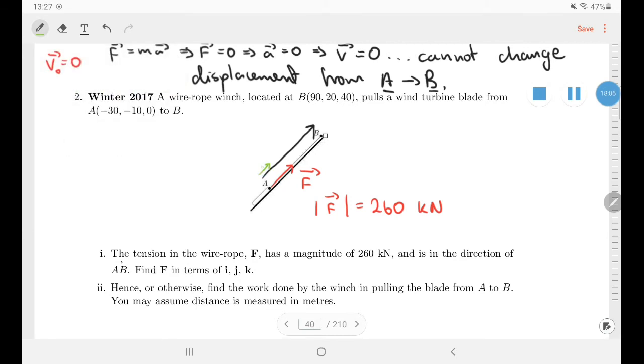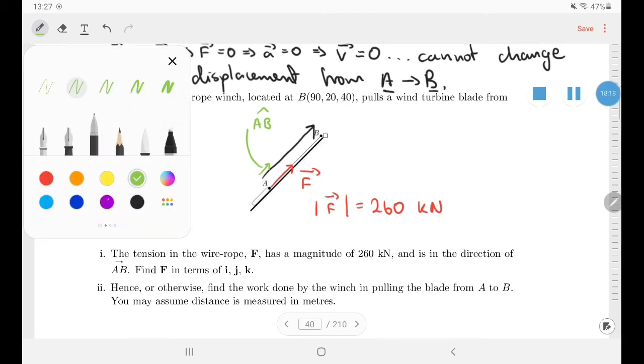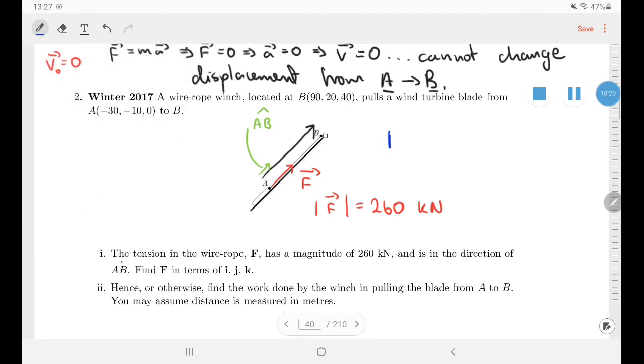I'll exaggerate it. So this would be the vector from A to B, hat. So that'd be a vector of length 1 in the same direction as A to B. And if you do that, what you can say is the force vector is equal to 260 times AB hat. So AB hat is a vector of length 1. It's in the right direction. And if you multiply a vector by a positive constant, you do not change the direction.